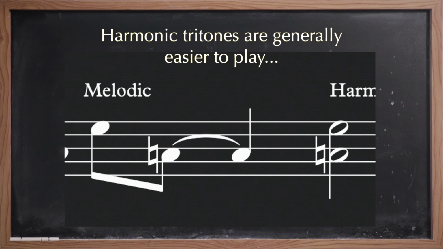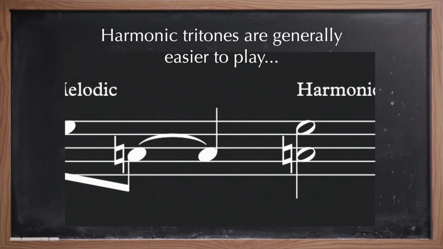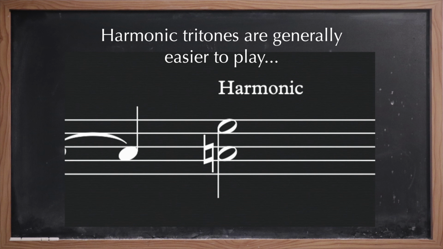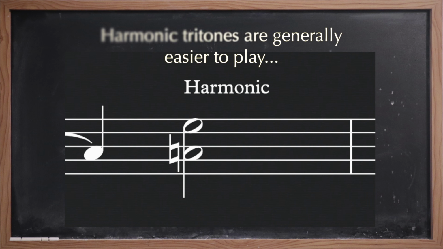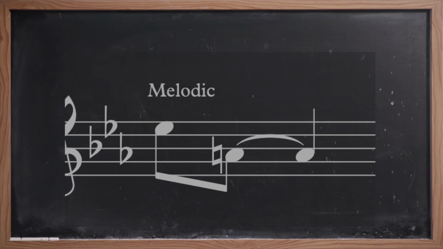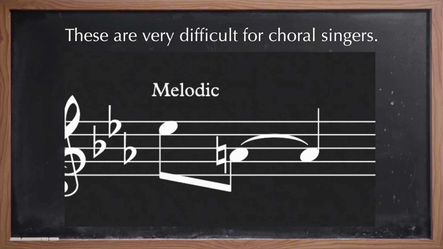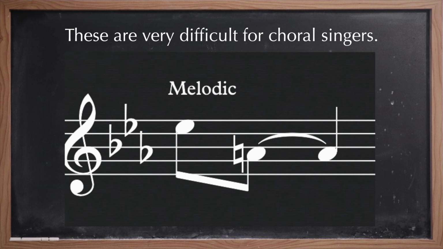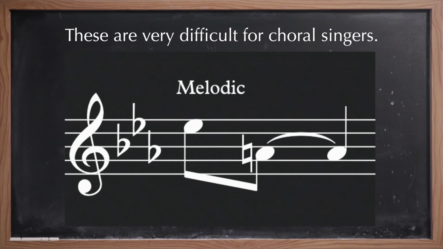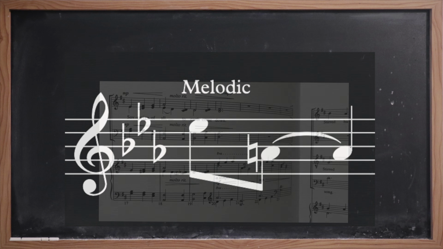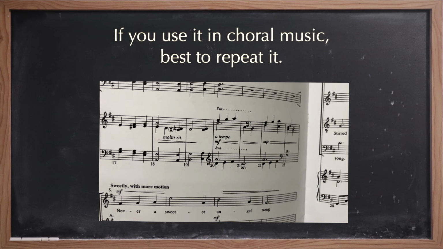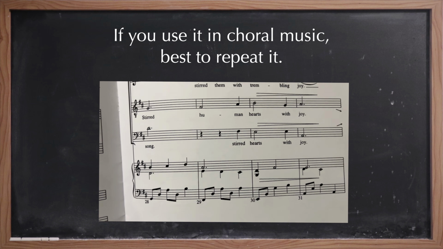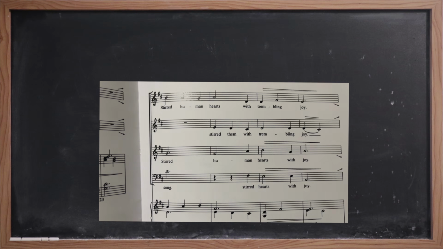Harmonic tritones are generally easier to perform because you're using two instruments or two singers. Of course, there are exceptions like the piano and the guitar, which can perform multiple tones at the same time. Another thing to know about the melodic tritone, for choral singers especially, singing a melodic tritone is going to be very difficult, although not impossible. That is why if you're going to write the tritone within a choral piece, it's best to repeat it and not just have it be an isolated tritone.